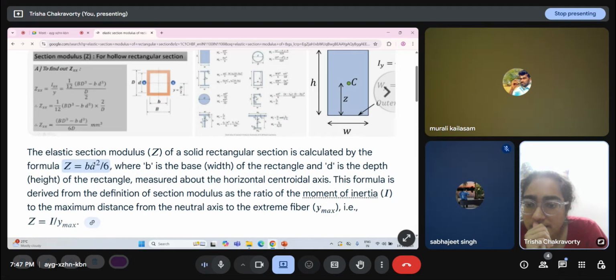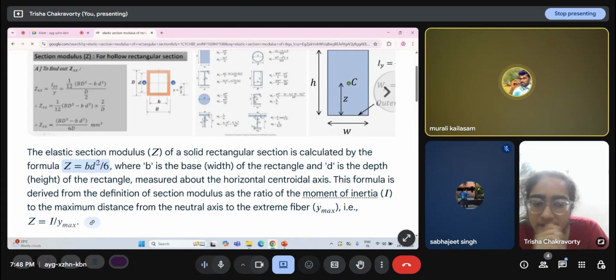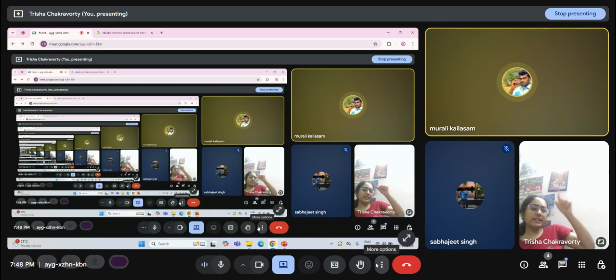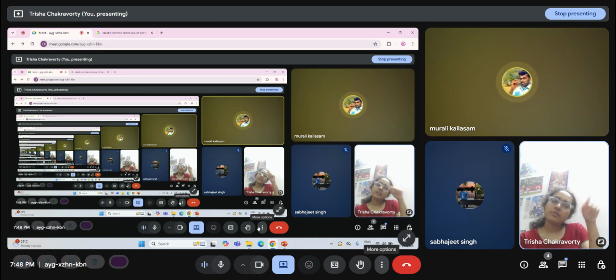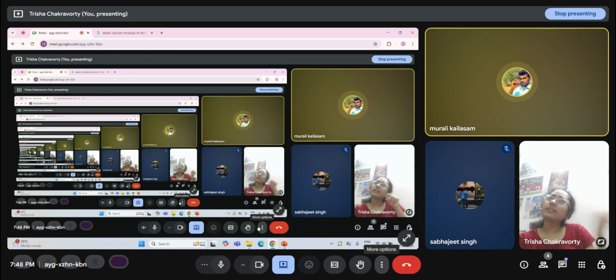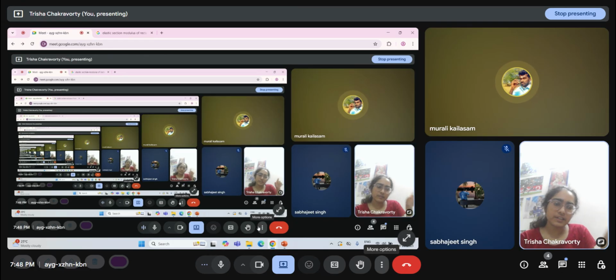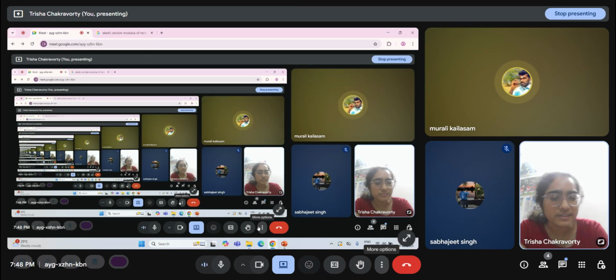See, it's BD square by 6, and it has a very clear derivation. It comes basically from the moment of inertia, which is BD cube by 12. That comes from basic solid mechanics, and then to get the plastic section modulus, sorry, the elastic section modulus, we divide the moment of inertia by half the depth or something like that. So it is BD cube by 12 divided by D by 2. So from that we get BD square by 6. I'm sure that it should be 6.